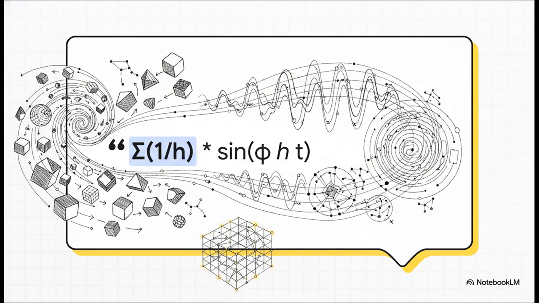And here is the exact formula driving this compression. It's the sum of 1 over h multiplied by the sine of phi times h times t. It's beautifully elegant. By integrating those natural constants, the protocol maps out these complex, high-dimensional contexts mathematically, completely avoiding the need to save raw, brute force coordinate data point by point.